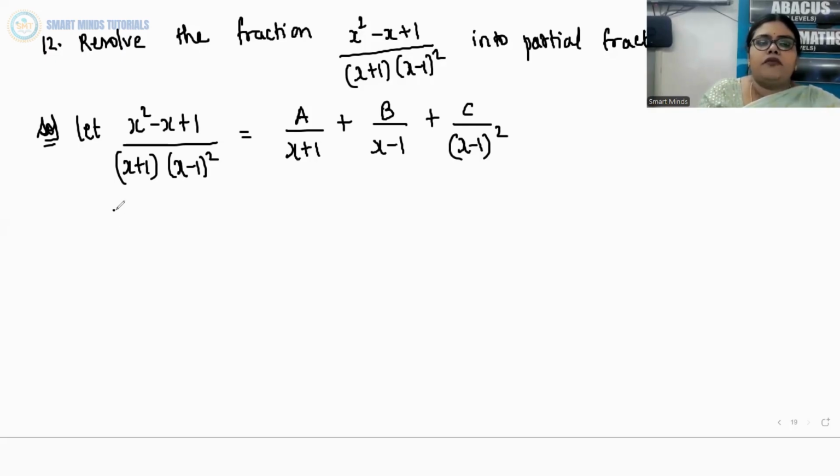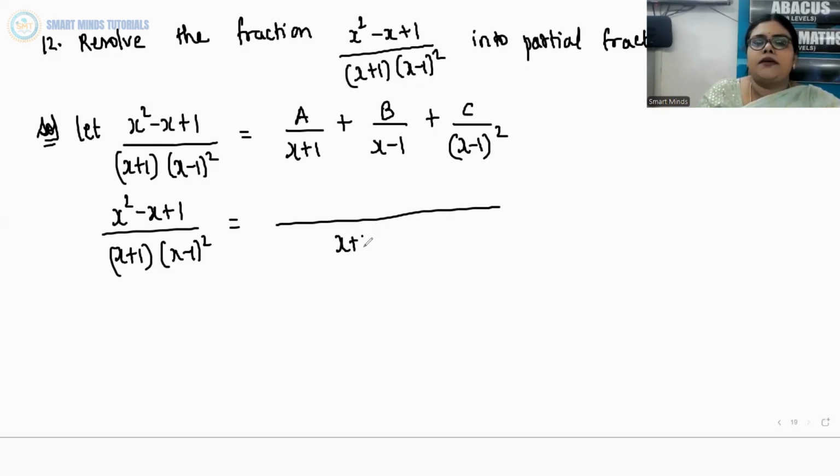So how to take the LCM over here? Taking the LCM is a big task here. So x squared minus x plus 1 equals, now what is the LCM? Don't multiply all the three factors. Just write the highest power. So (x plus 1)(x minus 1) whole square. Now how do you write the numerator? Now in the first term the denominator has x plus 1. What is lacking from the LCM? (x minus 1) whole square is not there in this term. So we multiply A with (x minus 1) whole square plus B into.